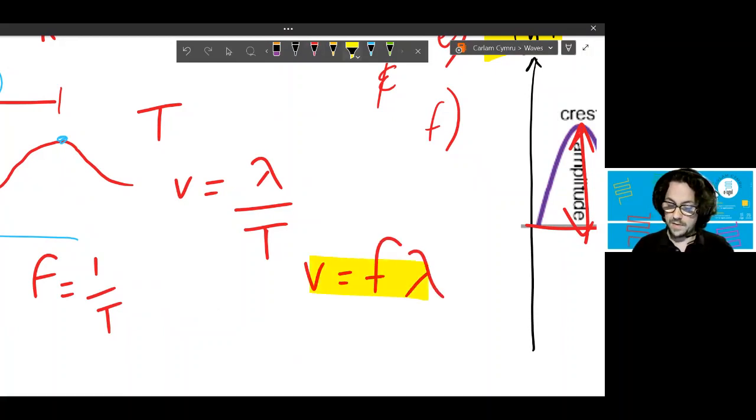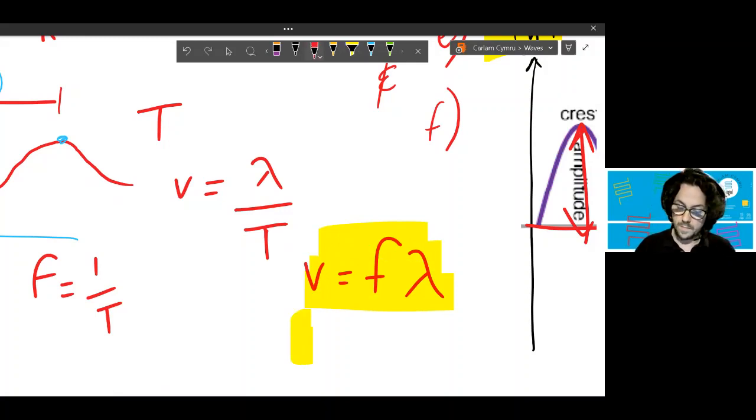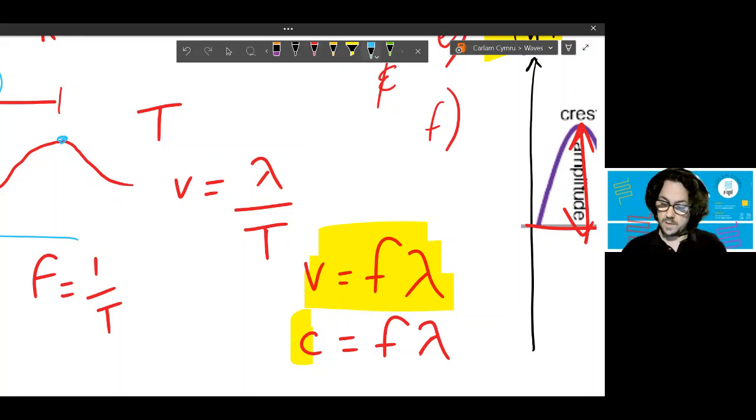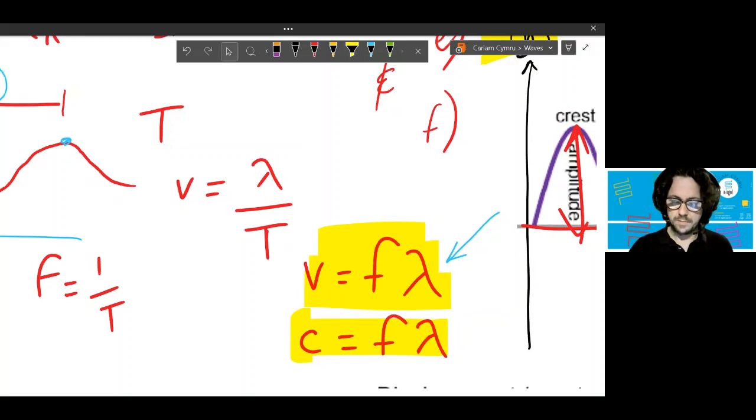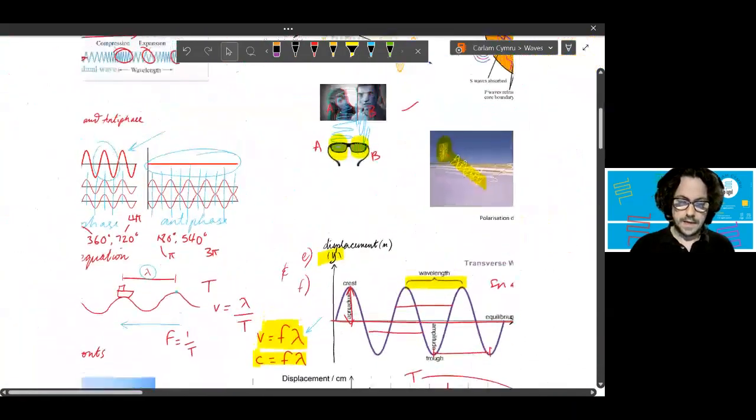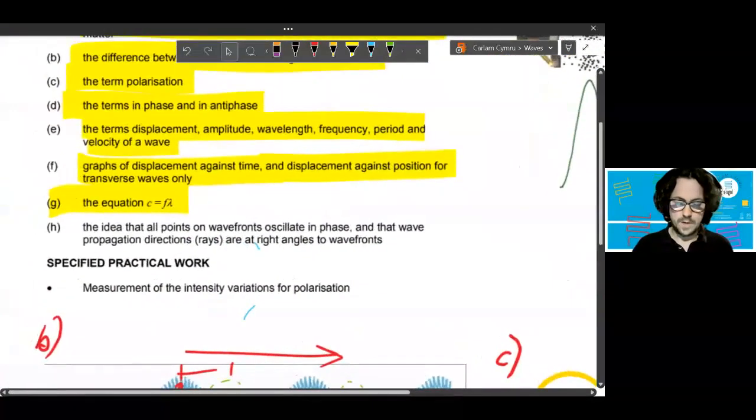Now, a little caveat there. The WJC tend to say C is equal to F lambda when we're talking about waves. That's a pretty good looking lambda, I think you'll agree. So that we've defined then wave speed. That is the wave equation. C is often used to describe the speed of light, but it's a bit interchangeable when we're talking about waves.